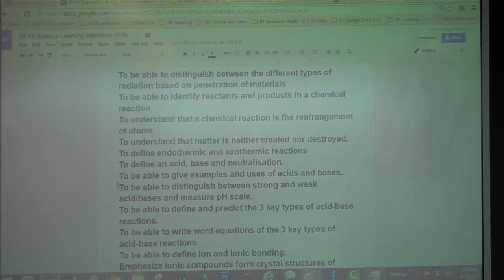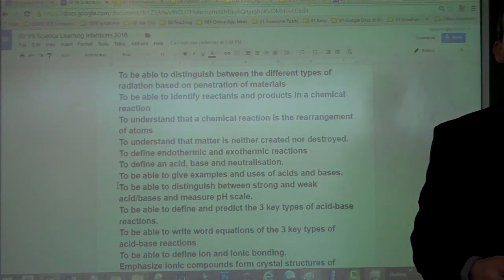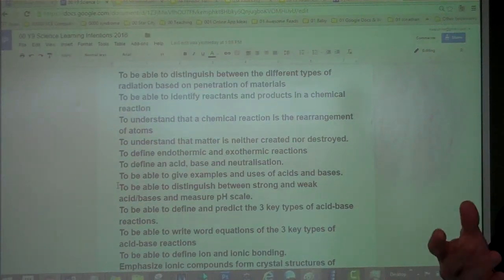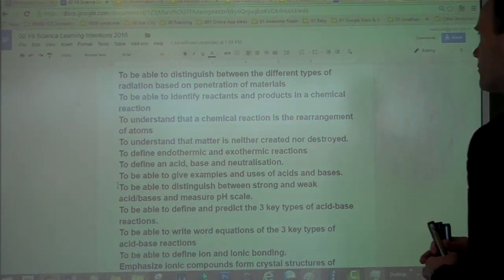Now, you should be able to distinguish between the different types of radiation based on the penetration of materials. We did a question like that. One of the textbook questions was a researcher looking at some radiation given off from an experiment, and it's been blocked by plastic. From that, she looked at the speed of the radiation and what it could penetrate, and deduced that it was, I think, beta radiation. So you should be able to do that.